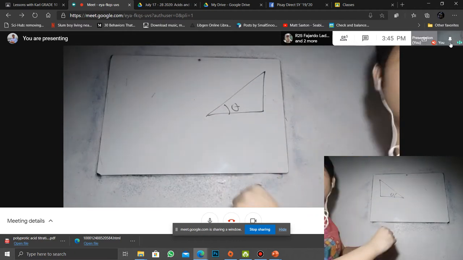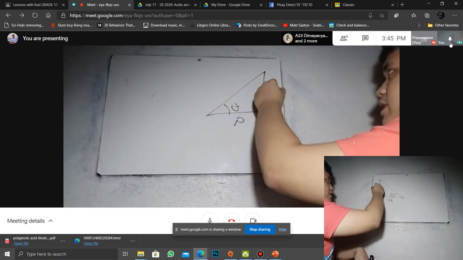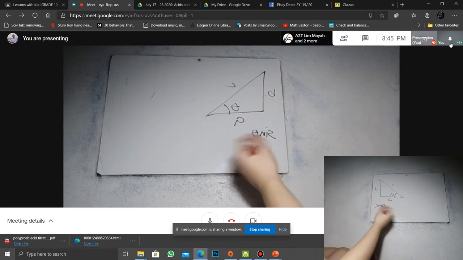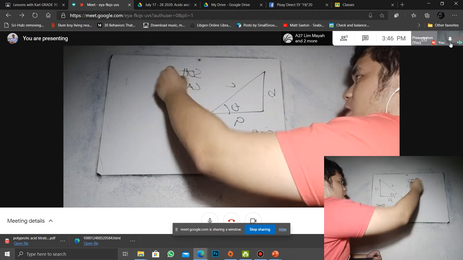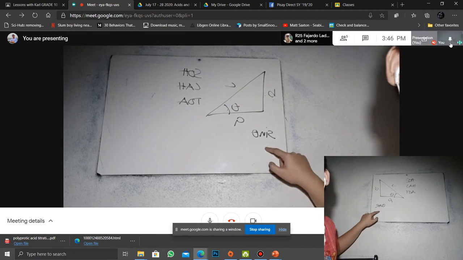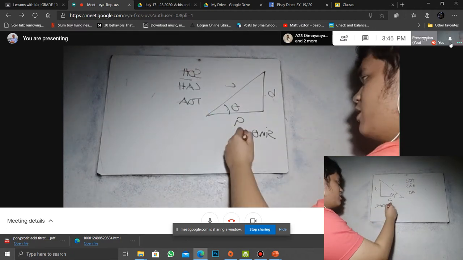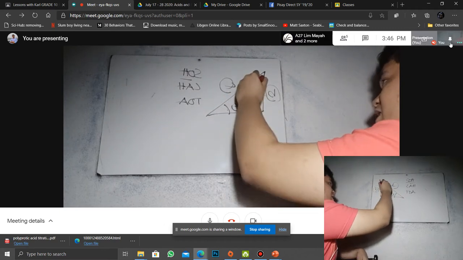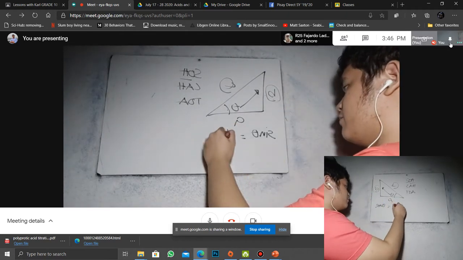Theta is the angle ng triangle natin. Then we have A, B, C. Sine theta. Ay, SOH-CAH-TOA pala, no? SOH-CAH-TOA. Sige, sabihin natin sine theta, SOH: opposite over hypotenuse. Opposite, as in opposite ng angle. Side opposite ng angle. So, B over C.